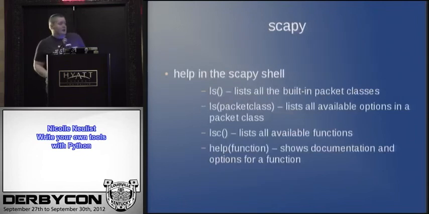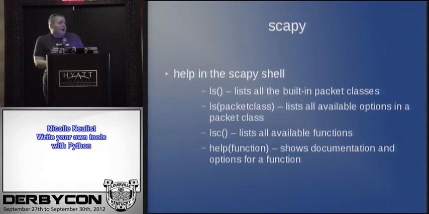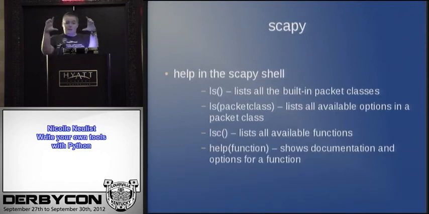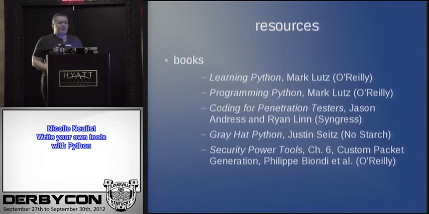It has help in the shell as well. It's a little different than the regular Python help. ls lists all the packet classes, so if you're trying to figure out, okay, how do I build a TCP packet that has this, that, and the other attributes? lsc lists all of the available functions, and then it still does have the help function for specific functions, but it knows that your first question is probably going to be, well, what functions does this have?